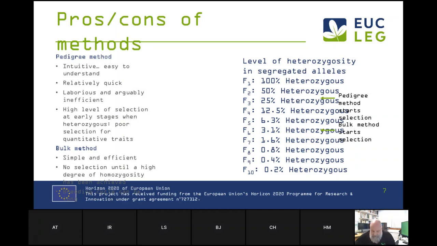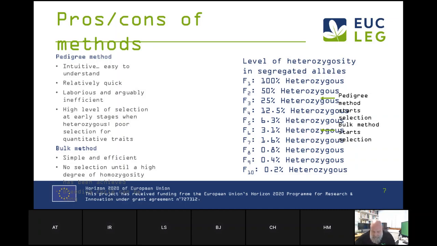Bulk method is very simple. No selections are made until a high degree of homozygosity has been achieved. But the problem with it really is that breeding cycles can be very long. There's a long period of development before any selection takes place.